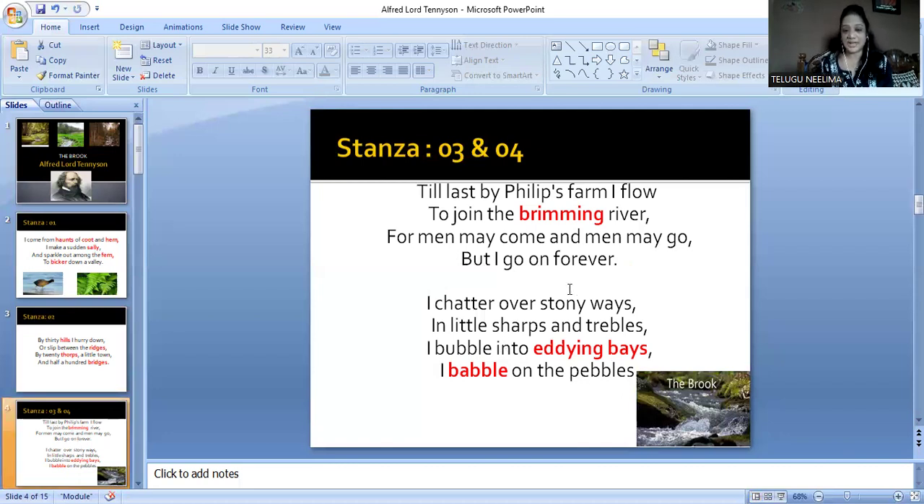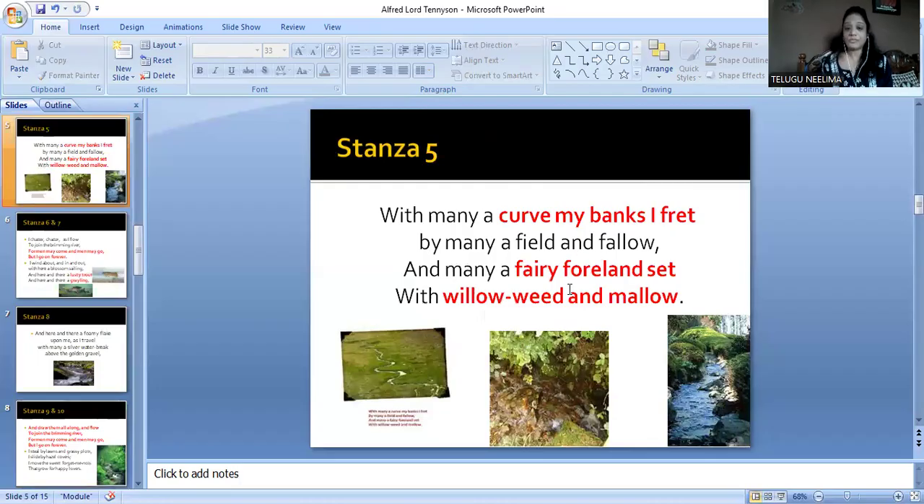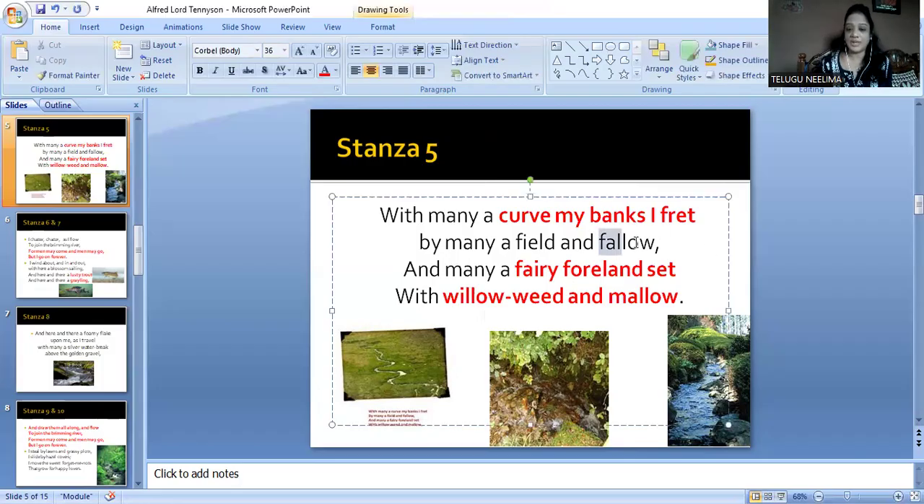So, moving on to the next stanza, stanza number 5, what other things will happen when I'm making my journey? With many a curve, my banks I fret, by many a field and fallow. If you really observe this, fallow is a piece of land that has been plowed but left without being sown with crops. So, with other areas, what do I touch? I touch curves, I touch fields, I touch lands, and many a fairy foreland set with willow, weed, and mallow.